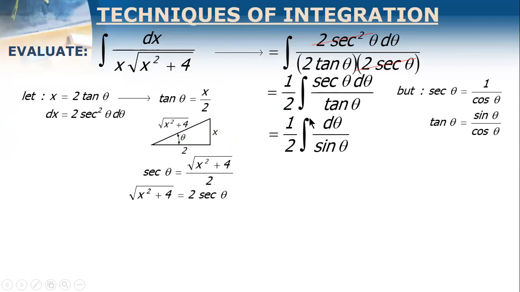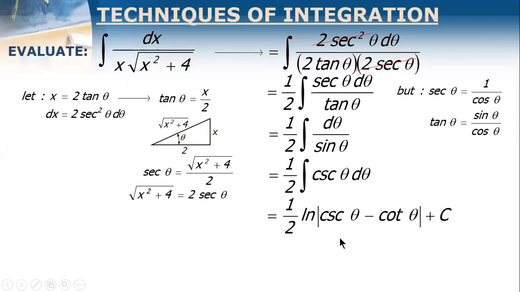But we don't have an integral of 1 over sine theta. So let's replace this one by the reciprocal of sine. 1 over sine theta is simply cosecant theta. And this is a standard form, the integral of cosecant theta. The integral is ln of cosecant minus cotangent. So we have 1/2 ln of cosecant theta minus cotangent theta, plus c.